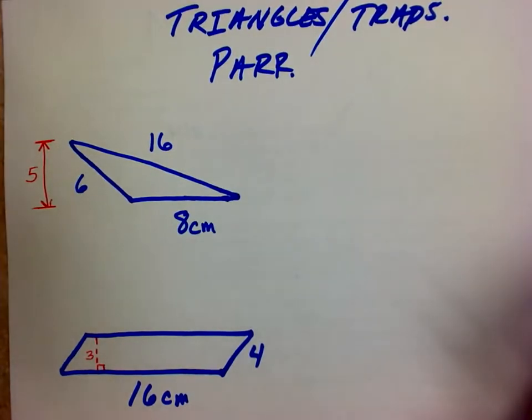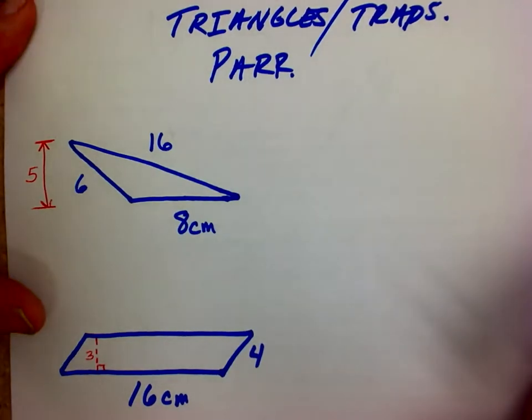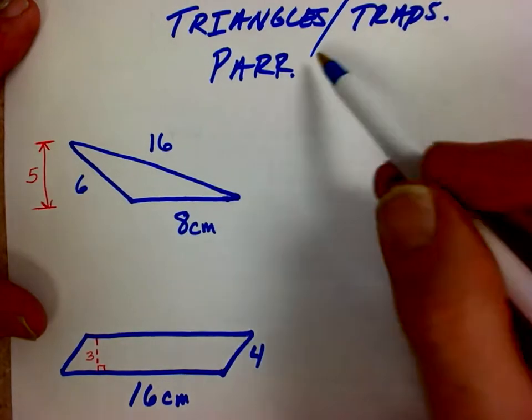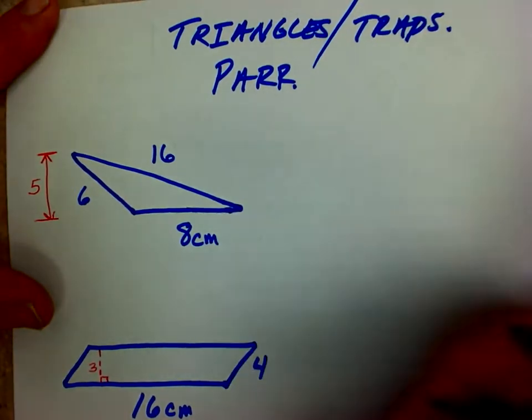Okay, so in class today we started looking at some of our two-dimensional shapes, and we're going to start dealing a lot with areas and volumes and surface areas over the next few days. But we're going to start with three basic ones: triangles, trapezoids, and parallelograms. So we're looking at our triangles.